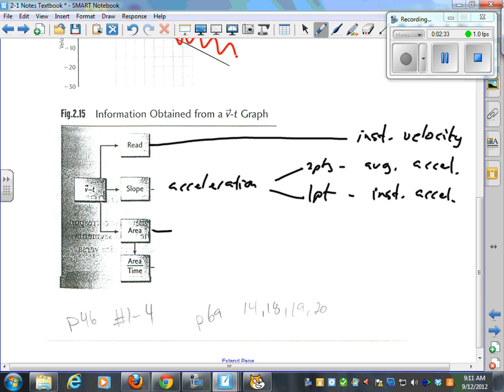And if we're talking about area of a VT graph, well, then you're talking about displacement, right? And if you take the area divided by the time, well, then you're talking about average velocity. All right?